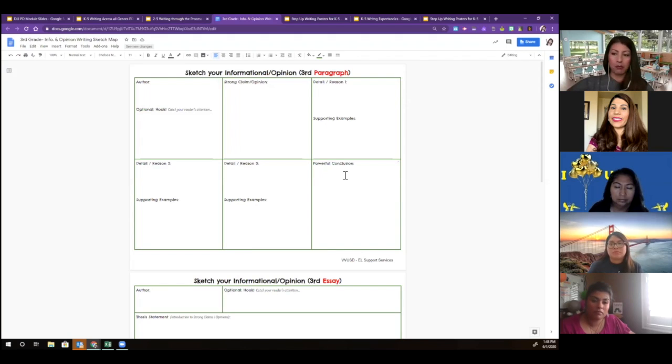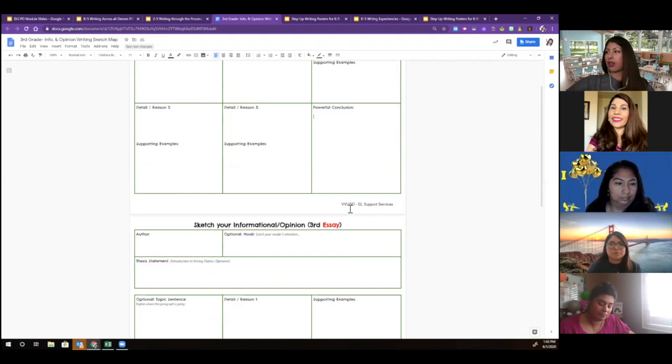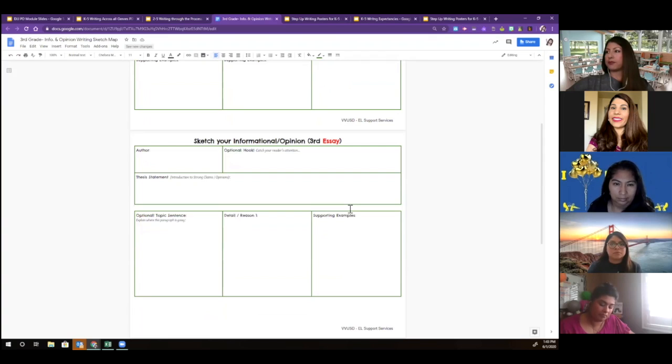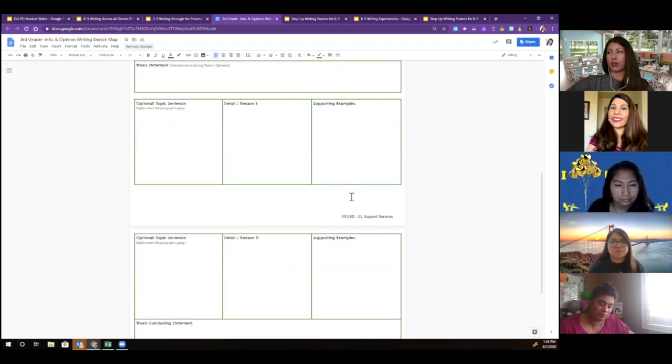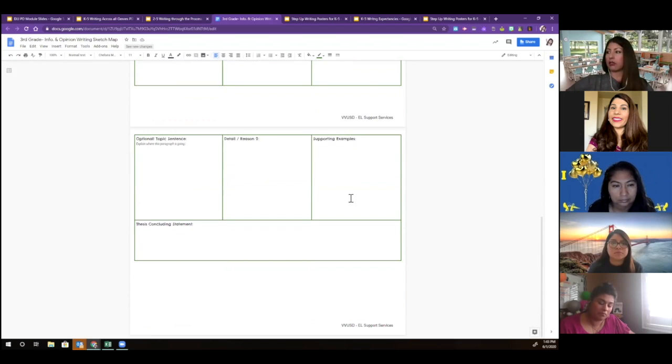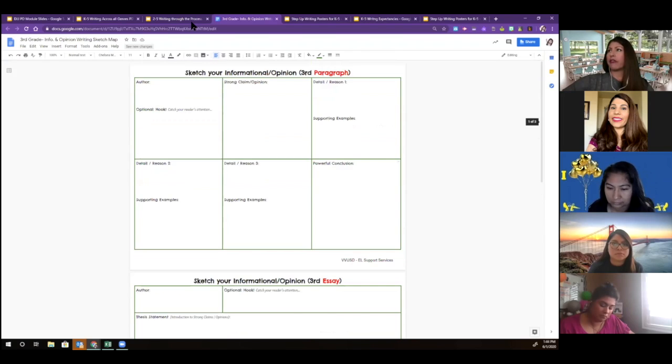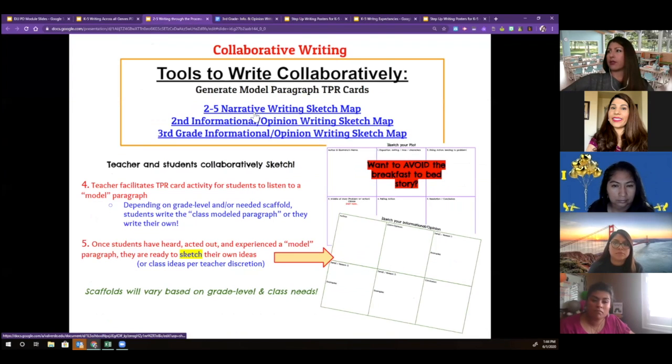This is just going to be quick phrases or one word, or it could be pictures, just to remind them what it was that they came up with as they were doing this as a group. Then this is an example of what it would look like in essay form. And so it would be just taking each of the paragraphs that were developed before and then jotting down the pieces here, okay? Then there's another one for narratives as well.